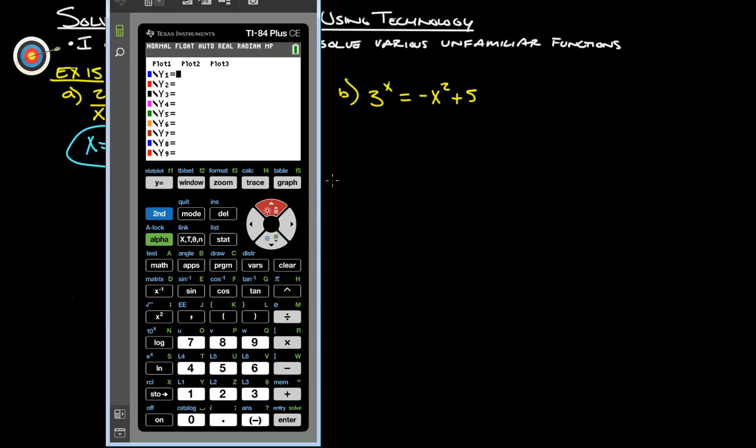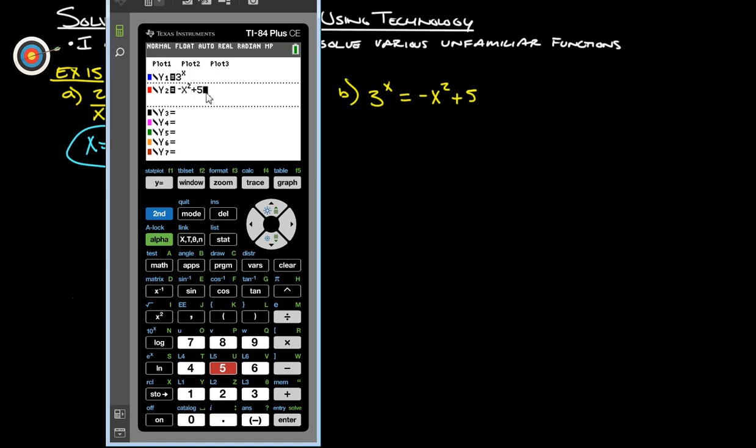All right, and so the first one we're going to want to do 3 to the x power. So 3 raised to the, and then here's again our X,T,theta,n. That's our variable. So 3 to the x. That's the first one we want. And then the second one, we've got negative, not subtract, but negative x squared plus 5. Okay.